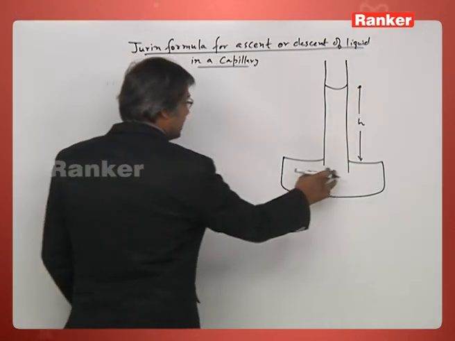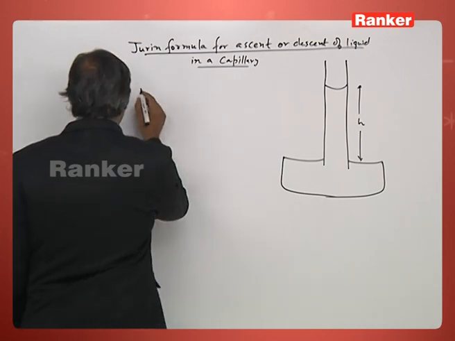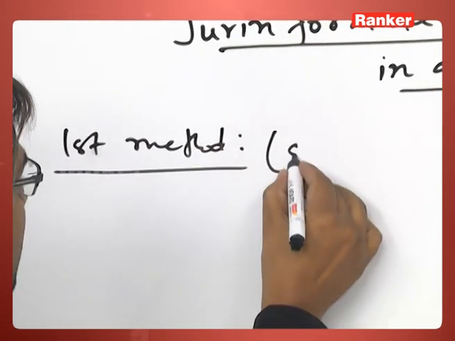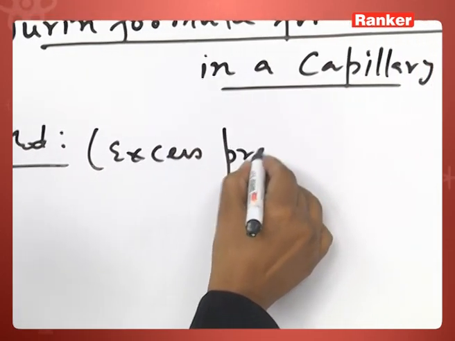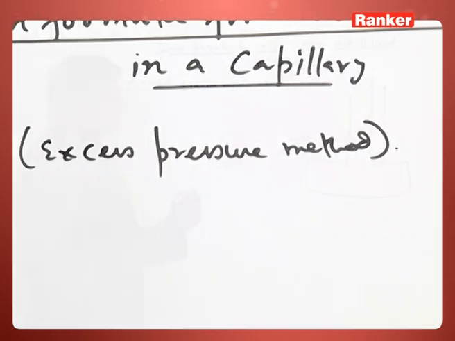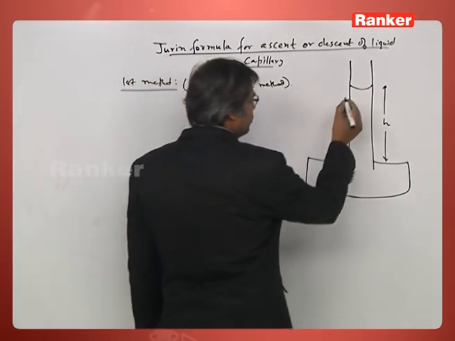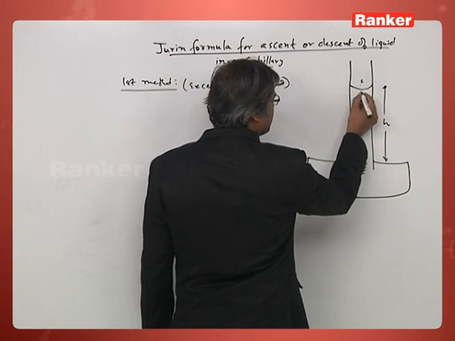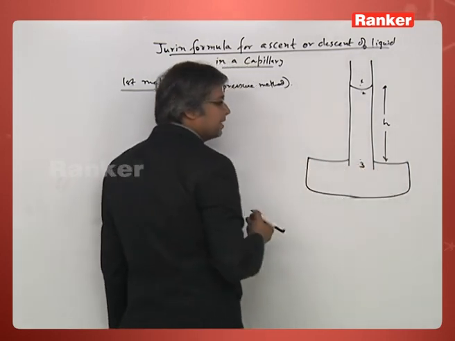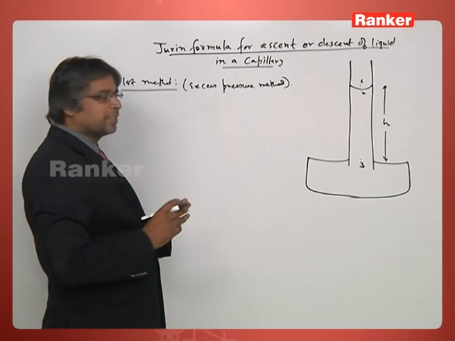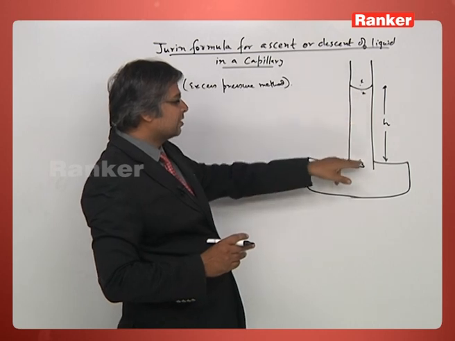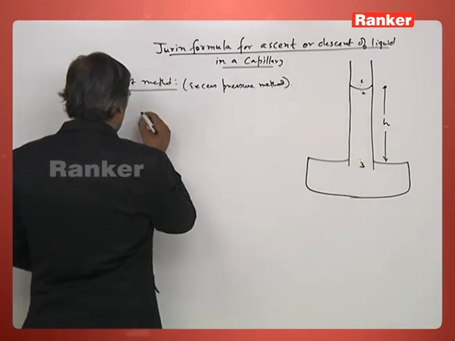First, let us see the first method, that is our excess pressure method. This is the first method of our calculation of the capillary rise. What we do: this is point 1, this is very close to the meniscus, point 2, but inside it, and this is on the free surface, point 3. So we have selected 3 points: one in the air, a second just inside the liquid meniscus, and the third on the surface.